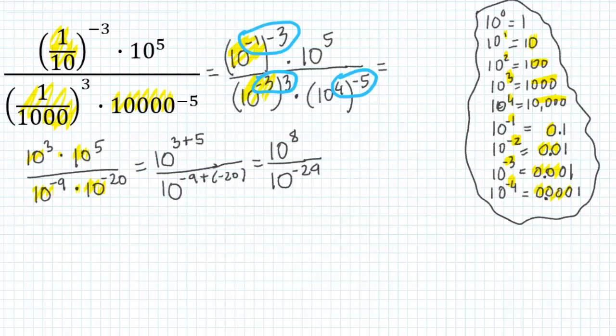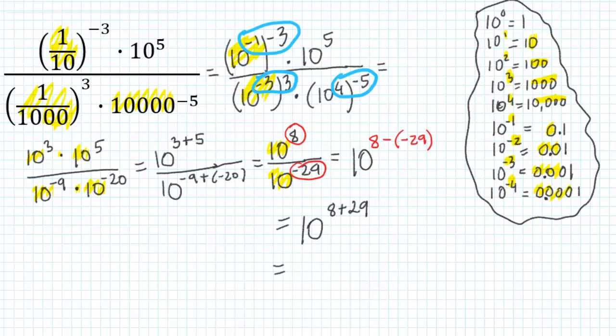Now we have division. So remember the rule. We have the same base, different exponents. Division means subtraction, repeated subtraction. So our result will be 10 to the power of the top number, 8, minus the bottom exponent, minus negative 29. If we simplify that, we end up with 10 to the power of 8 plus 29. And our final result is 10 to the power of 37.